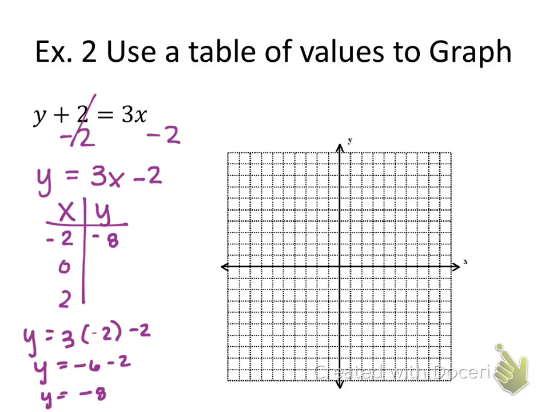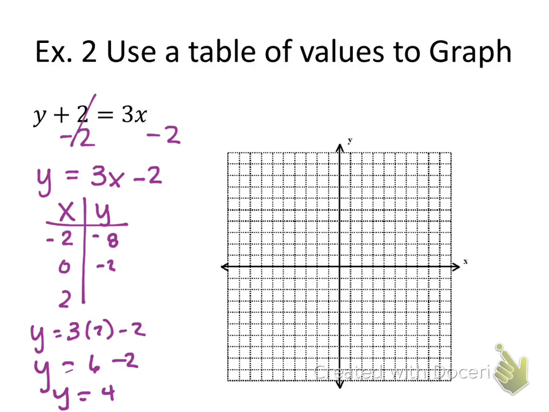Now I'm going to do the same thing but with 0. I have 3 times 0 minus 2. Well, what's 3 times 0? 0. So y is equal to -2. Then last but not least, +2. Y is equal to 3 times 2 minus 2. What's 3 times 2? 6 minus 2 is 4.